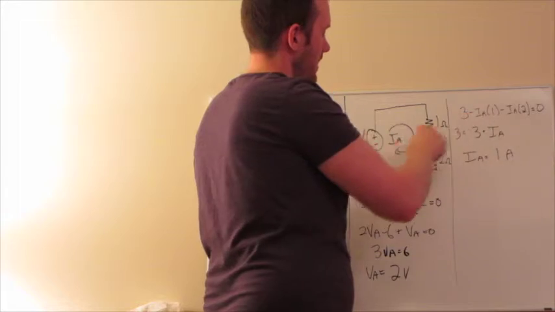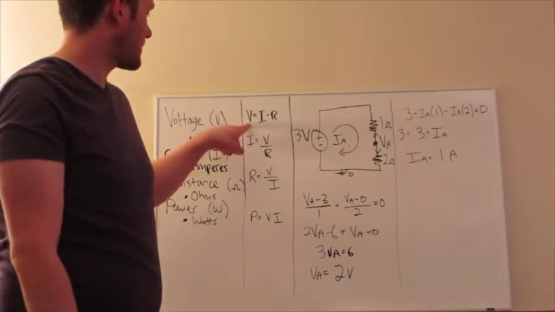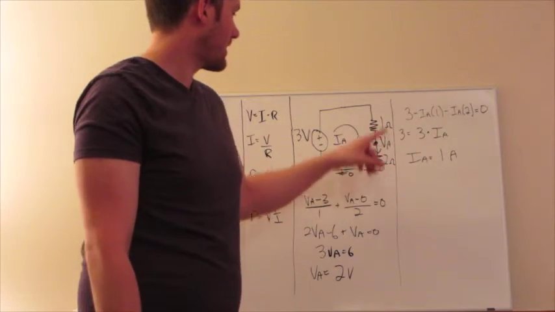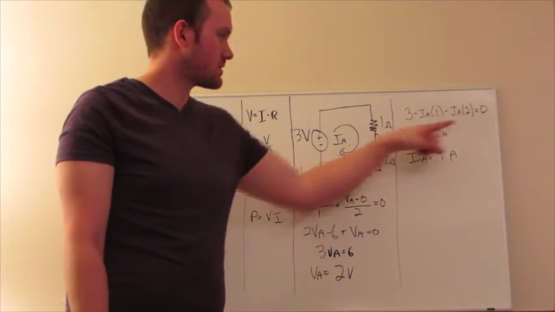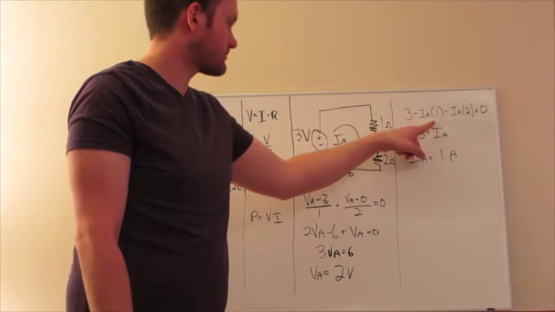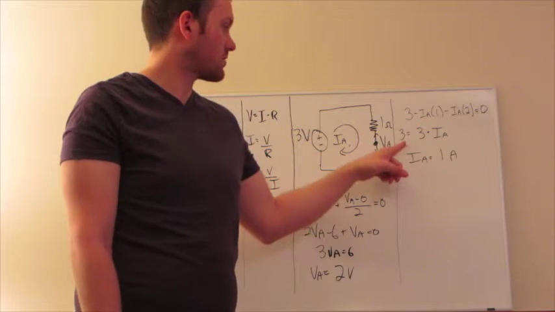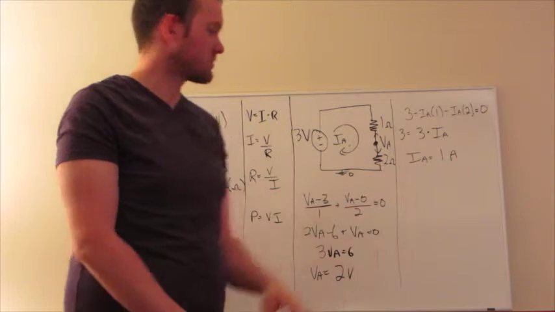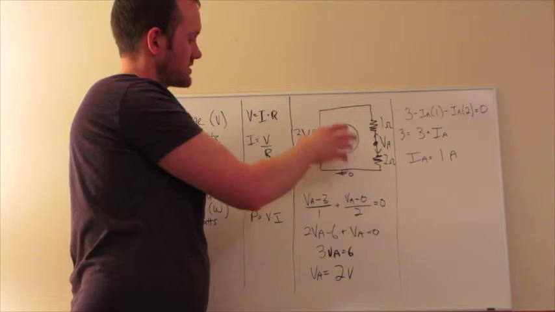So here we'll go IA, which is the current in the mesh, times the 1 ohm resistor, which we're getting right here, volts equals I times R. So we have R times I. And that's a negative because it's a drop. Then we have minus IA times 2, and then sum it all to 0. So then we'll solve this out, and we'll get 3 equals 3 times IA, divided by 3, we'll have IA equals 1. So what this is saying is that there's 1 amp of current going through this entire circuit.